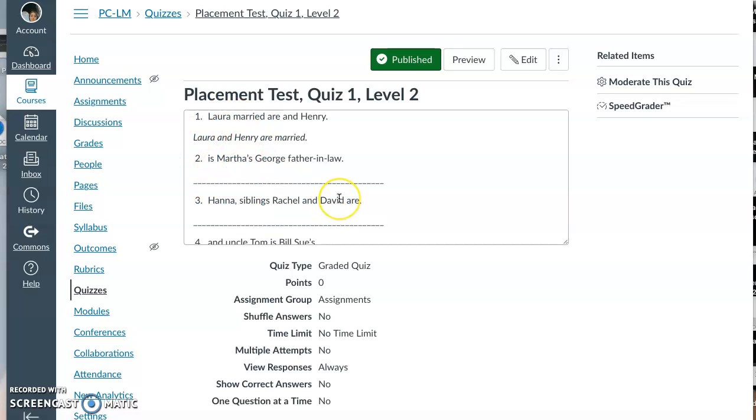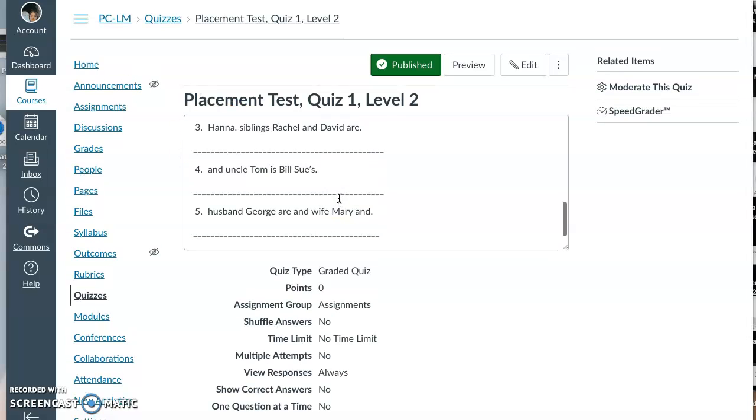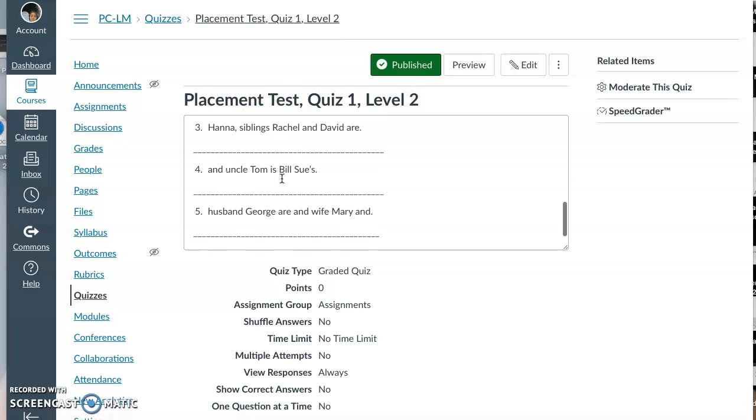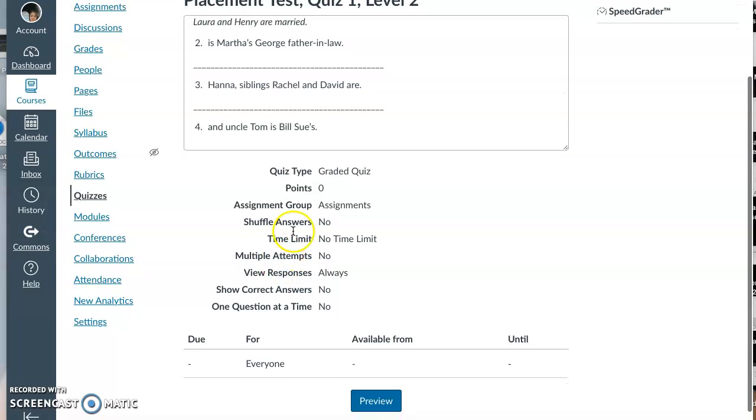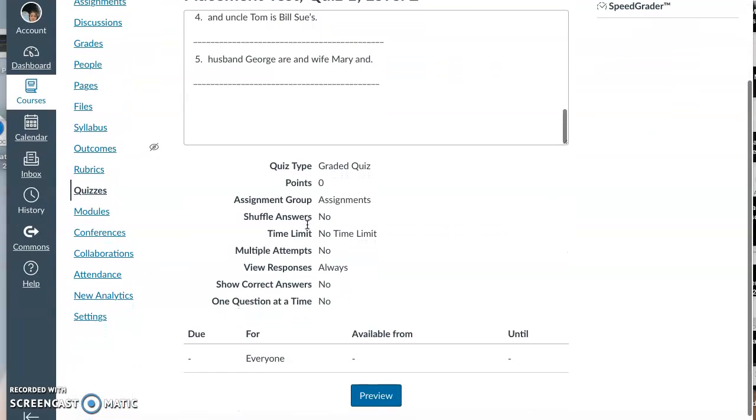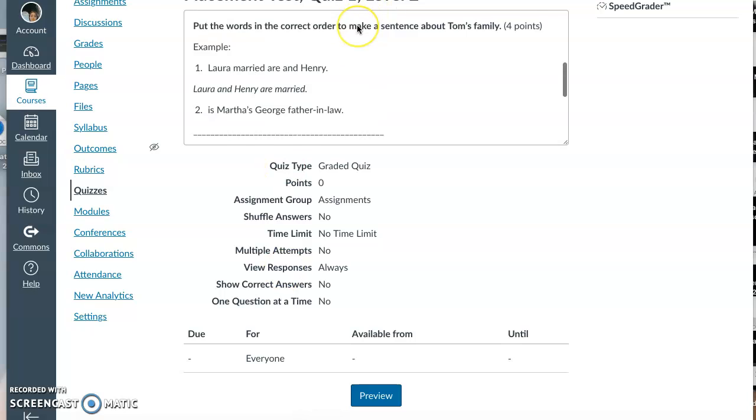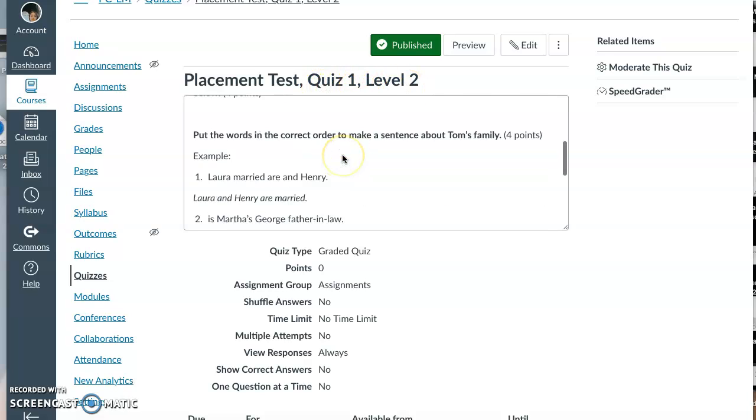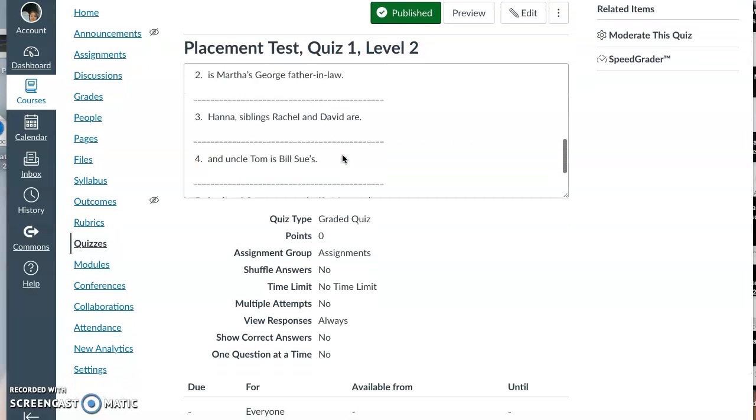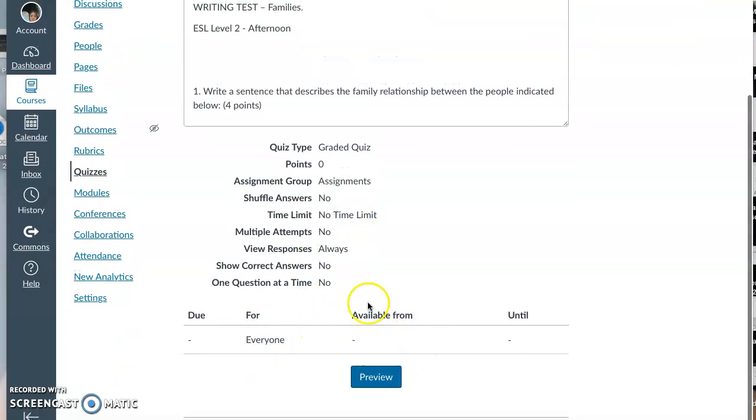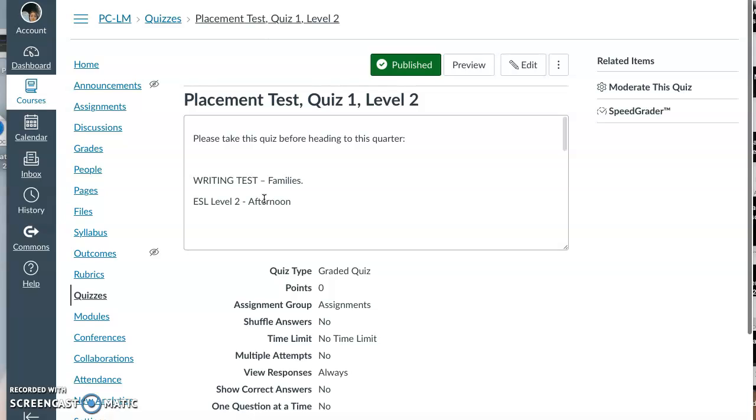The example is here, and then they have to answer these 5 questions correctly. This is the only placement test that I provide for them. After they answer, as I said, it is a quiz 1 level 2, and then I can find out what level they are, and then we can move on.